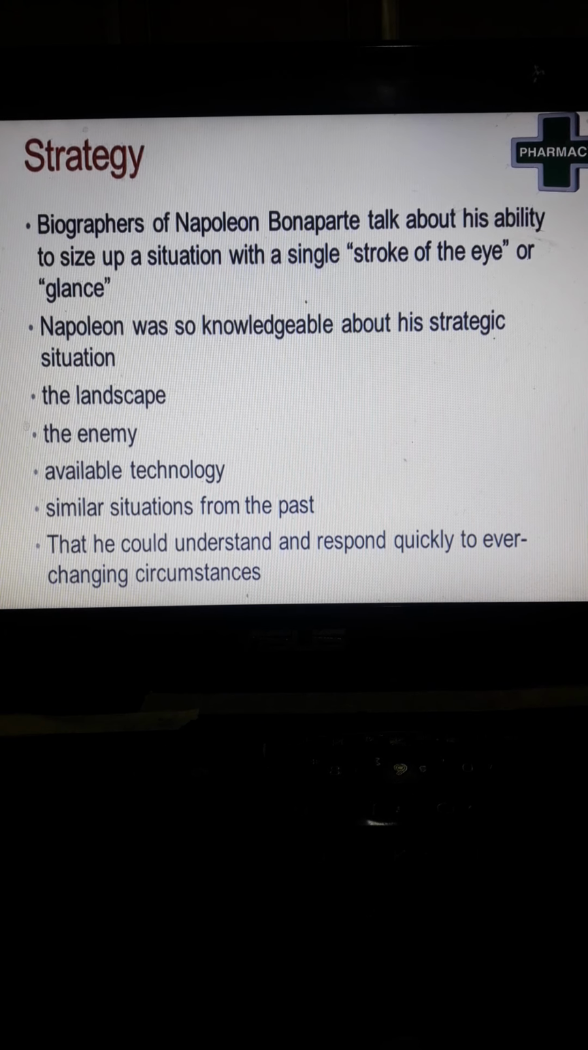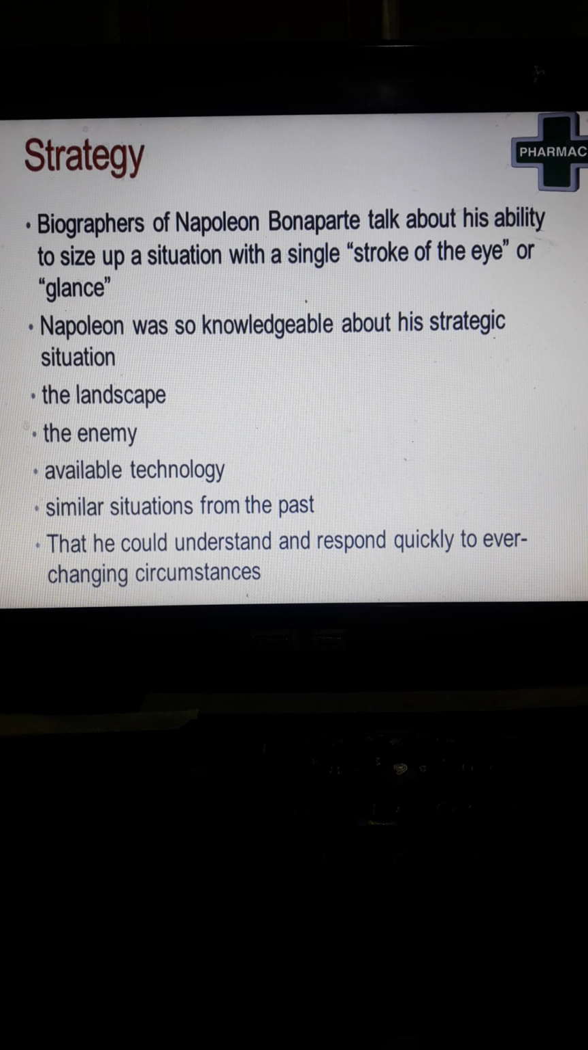To continue with our discussion of strategy, as a recap about Napoleon Bonaparte: Napoleon Bonaparte was a military leader, a general of the French army. Okay, so he was a strategist. That's why he invaded different countries during that time in the 15th century. Napoleon used his knowledge of strategic locations, like the landscape of one country, how to invade the country. He studied the landscape, the enemy, the technology, and the situations from the past so that he could understand and respond quickly to ever-changing circumstances.